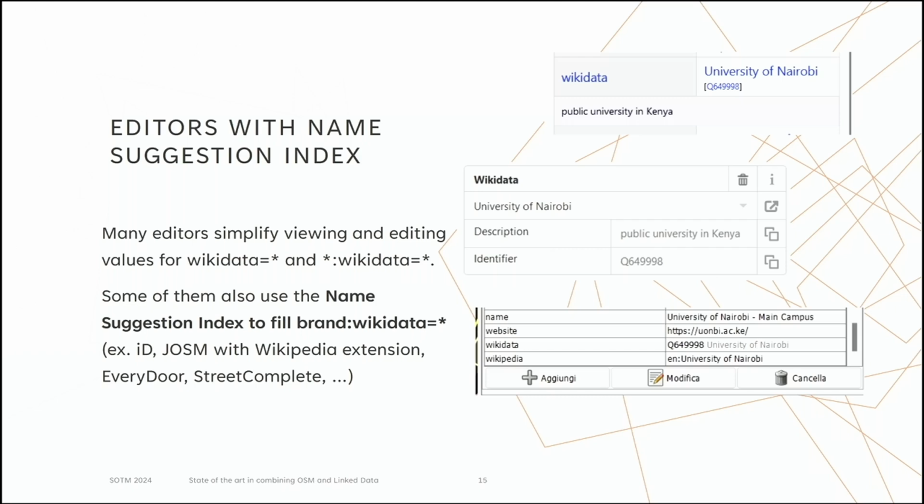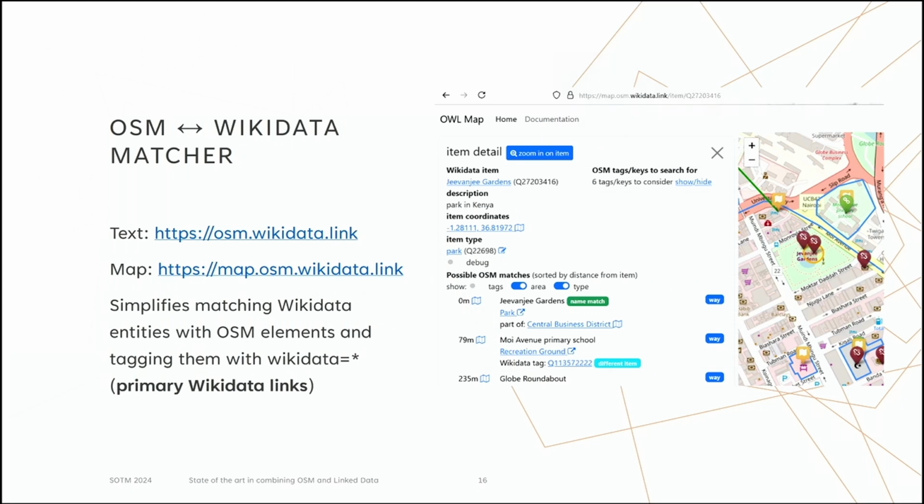Also, some editors like iD, Every Door and StreetComplete, etc. use the Name Suggestion Index to have a list of brands that is easily searchable by the user, and for each of them automatically get the name and the QID to simplify the addition to OpenStreetMap.